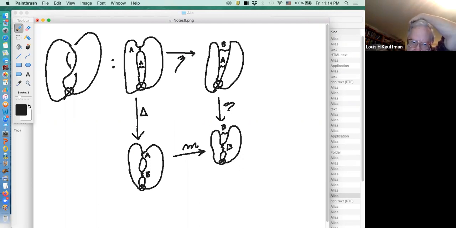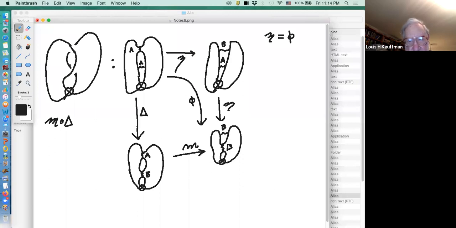And you see immediately that if I take eta to be equal to 0, then eta composed with eta will be 0. So this map will be 0. And what will we get here? Well, we'll get M composed with delta. What is M composed with delta going to do? Let's suppose we had a 1 here. M composed with delta of 1 is equal to M of 1 tensor x plus x tensor 1, and that's equal to x plus x, which is equal to 2x.